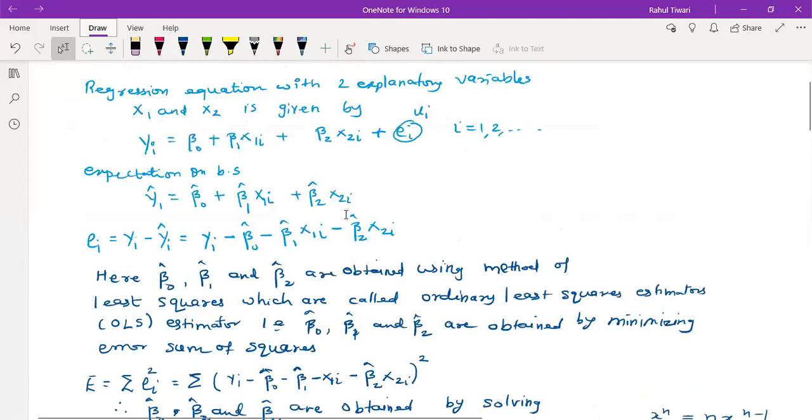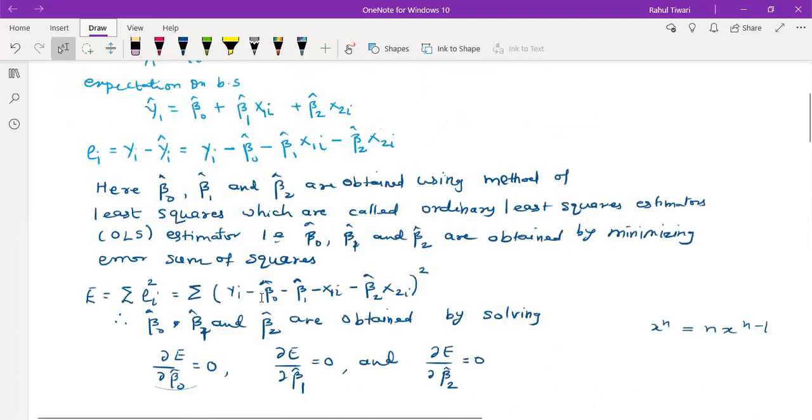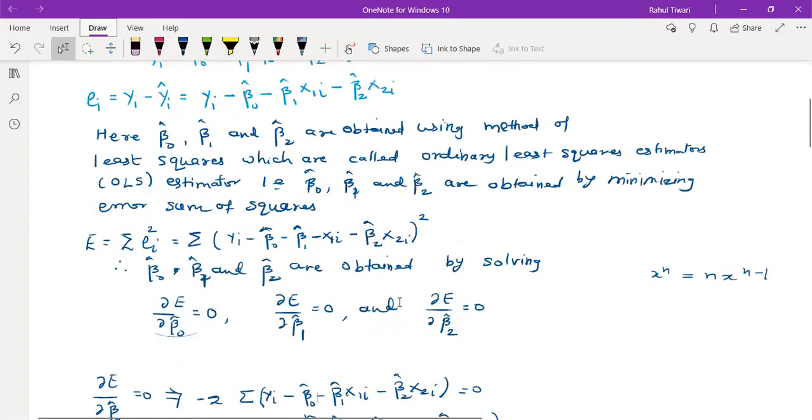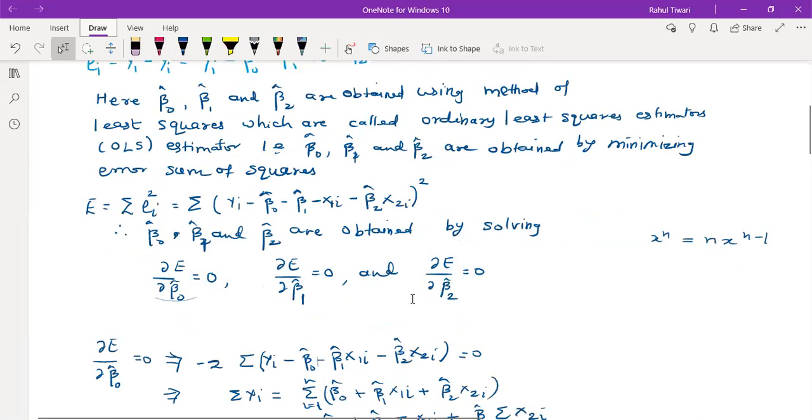See, the steps are very simple. You need to just calculate EI and understand EI का meaning क्या होता है. It is minimizing error sum of square. And once you take error sum of square, now the rest of the task will be very simple. Differentiate with respect to beta naught.